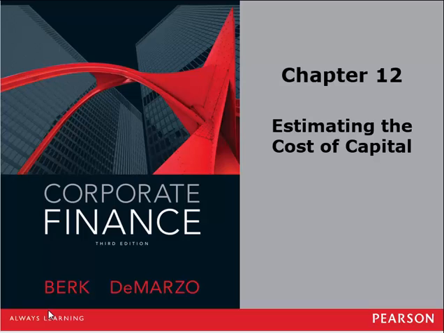In Chapter 12, we're going to talk about how companies determine what the hurdle rate is for making investments. And when I talk about the hurdle rate, essentially what we're talking about is the financing cost. Companies need to get a rate of return on their investments that is at least as high as the cost of financing those investments. So this is the essence of what's referred to as the cost of capital.